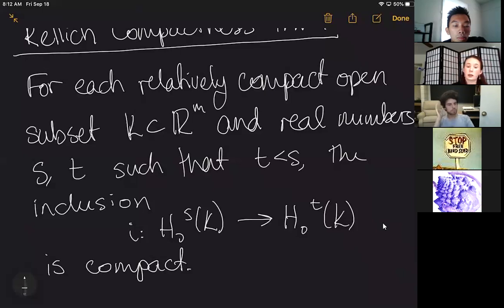And note that this is true for relatively compact sets. In our case, we're considering only compact manifolds. So we're going to be able to use this theorem in a particularly nice way. But essentially what this is saying is that you have a space with more weak derivatives, you can include that into a space with fewer weak derivatives, and that inclusion is compact.